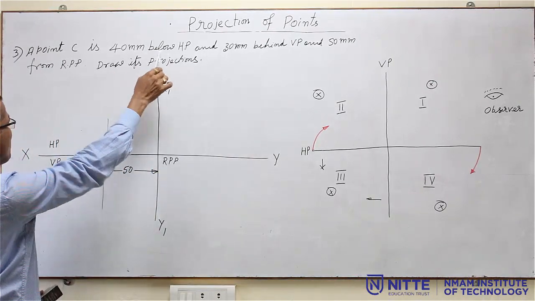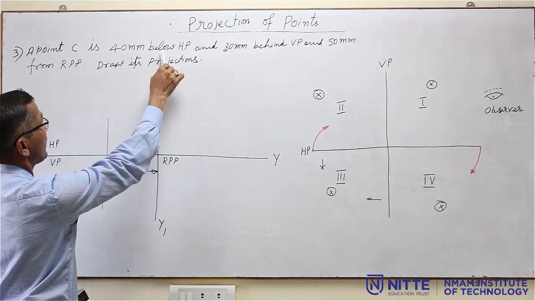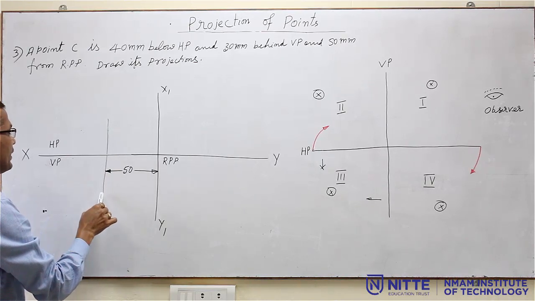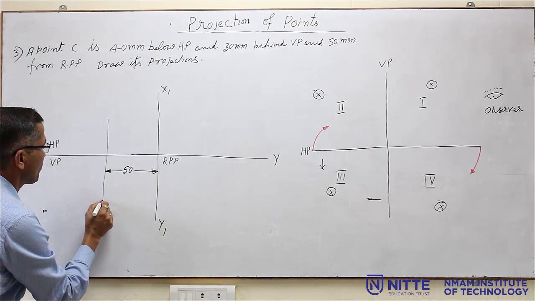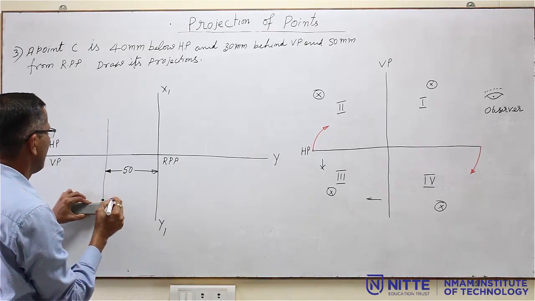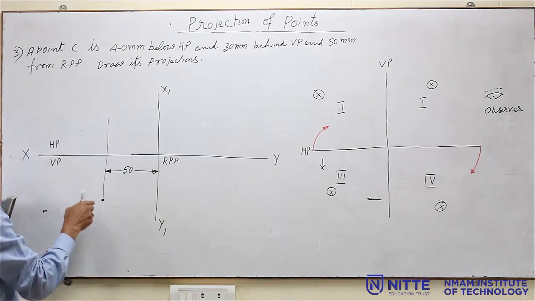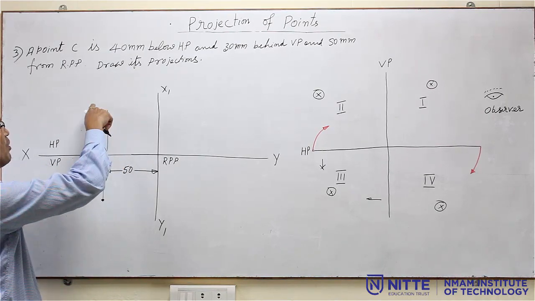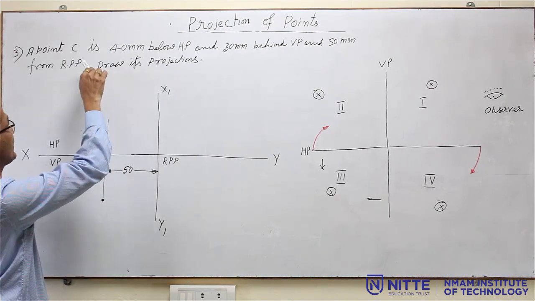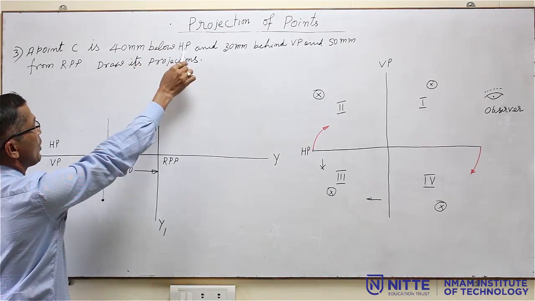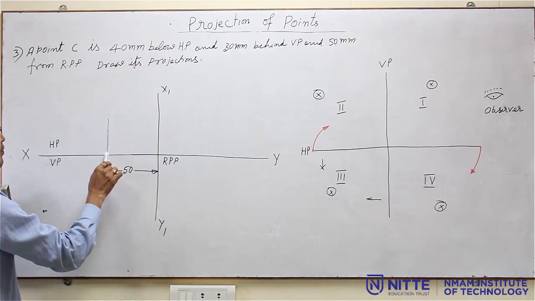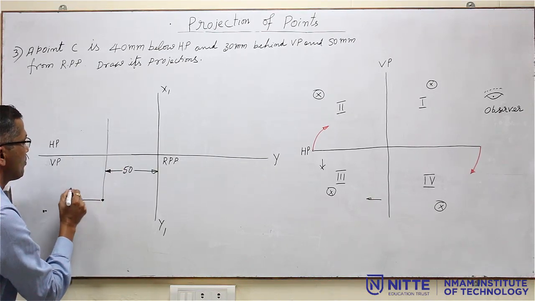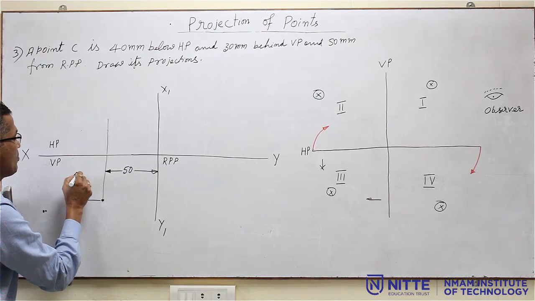Then it is 40 mm below HP. So from here you have to measure a distance of 40 mm and mark a point. We are marking it below because it is in VP. In the first quadrant VP will be above, so we are marking above, but in this case it is the third quadrant, 40 mm below HP, so that is why it is 40 mm below the XY line here, it is in VP. And mark the dimension, this is 40 mm.